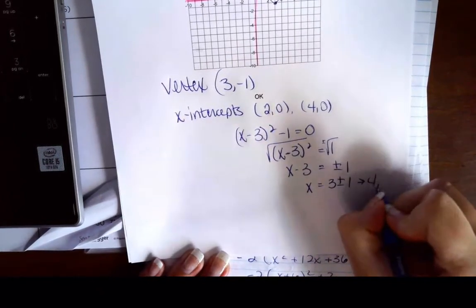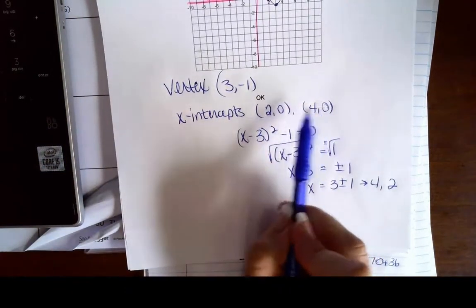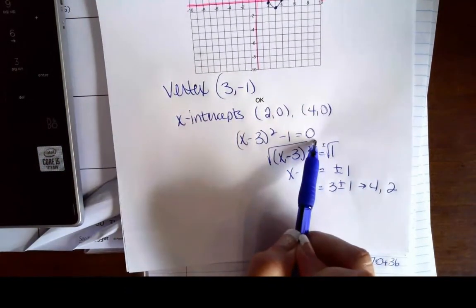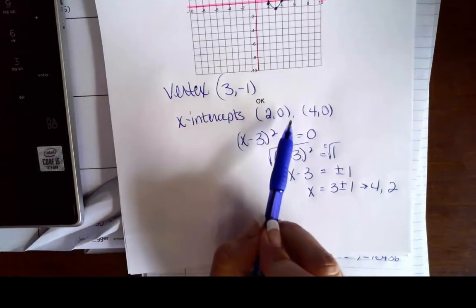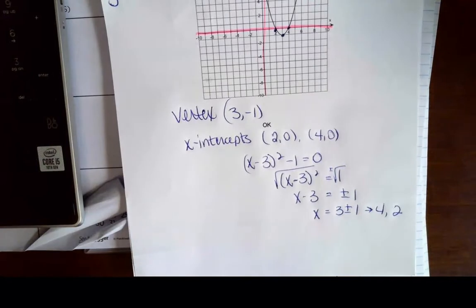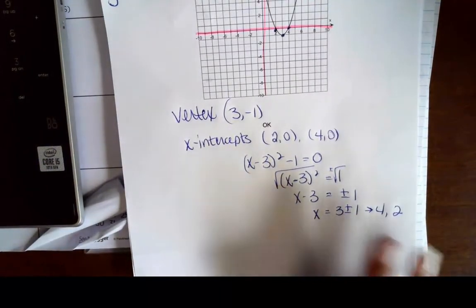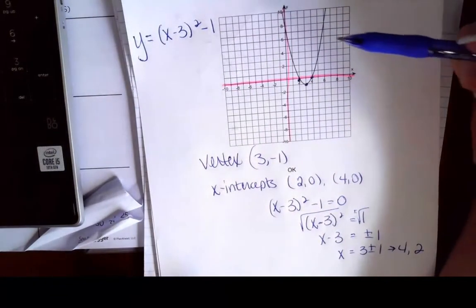So 3 plus 1 is 4. 3 minus 1 is 2. So I subbed in a 0 for my y's, which is right here. And I did all the math to solve for x, and I got a 2 and a 4. So I know that from the picture, and I also know that from the math behind it. So what's another thing I need to find? I need to find my y-intercept.